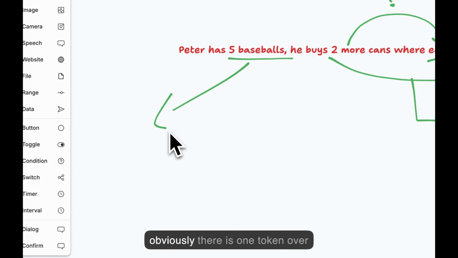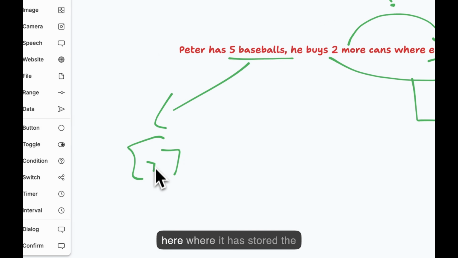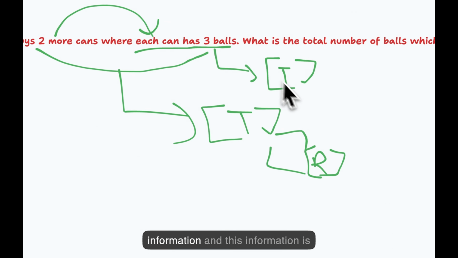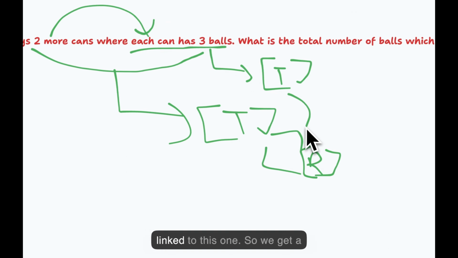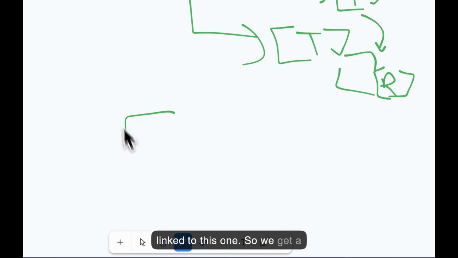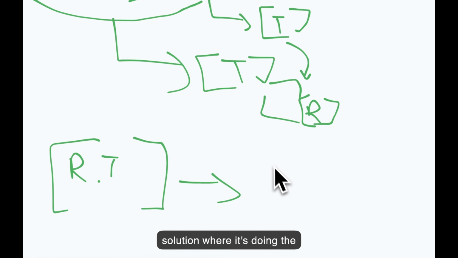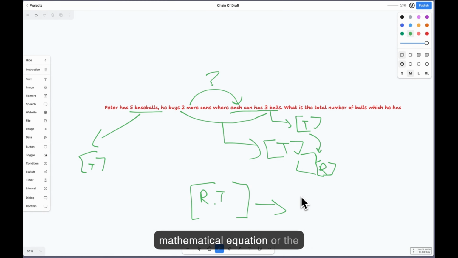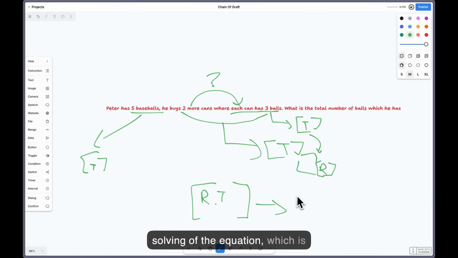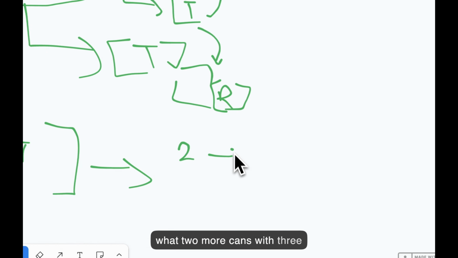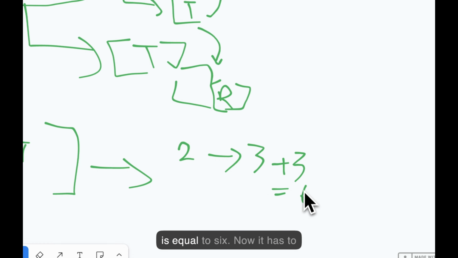So obviously, there is one token over here where it has stored the information, and this information is linked to this one. So we get a final reasoning token based solution where it's doing the mathematical equation, or the solving of the equation, which is what? 2 more cans with 3 balls. So 3 plus 3, which is equal to 6.